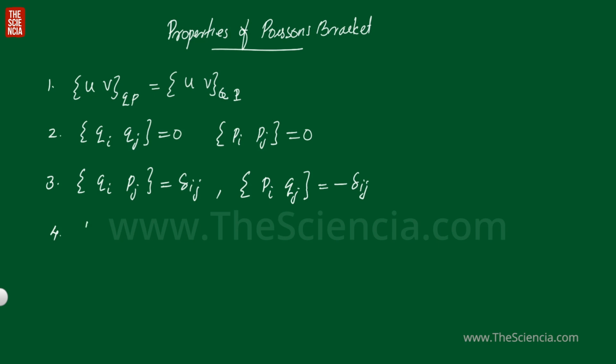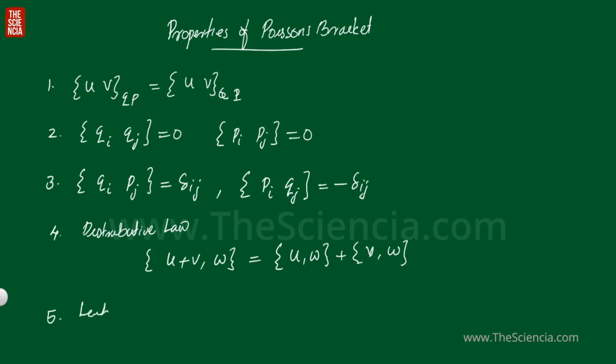Fourth one, distributive law. That is, the Poisson bracket of [u plus v, w] will be equal to the Poisson bracket [u, w] plus the Poisson bracket [v, w]. Fifth property, Leibniz rule. That is, [uv, w]. Then we can expand this Poisson bracket as the first term outside, that is u, and the Poisson bracket of the other two, that is [v, w], plus [u, w] of v.